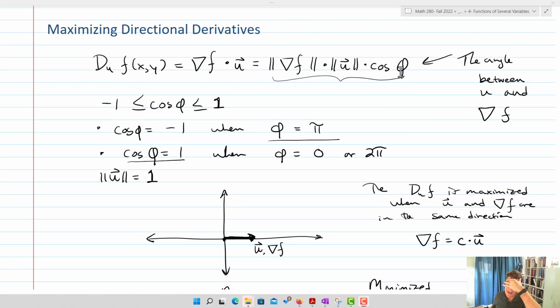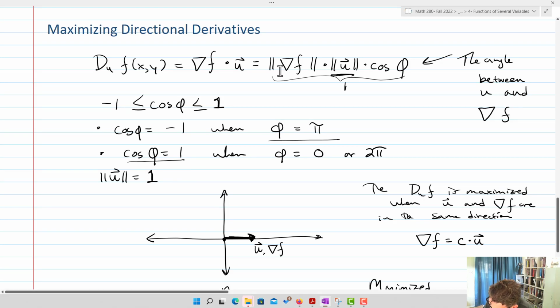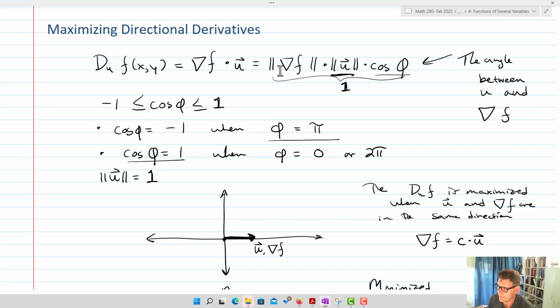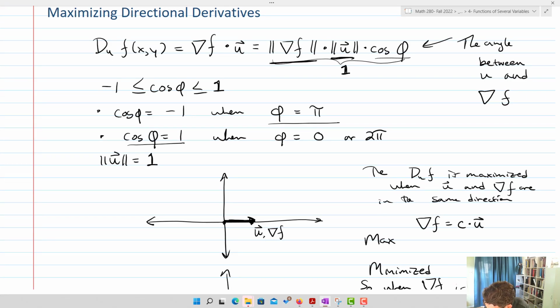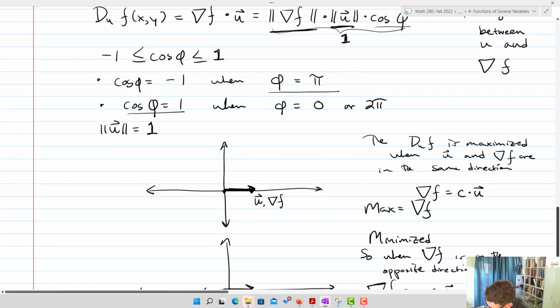In addition to that, if we go up in here and look at it, remember, this is equal to 1, because that's a unit vector. Cosine phi is whatever it is. In fact, it'll be 1 if it's maximized, and negative 1 if it's minimized. So that means the maximum value is just going to be the magnitude of del f. So the max will equal the magnitude of del f, and it will happen when it's in the direction of u, okay?